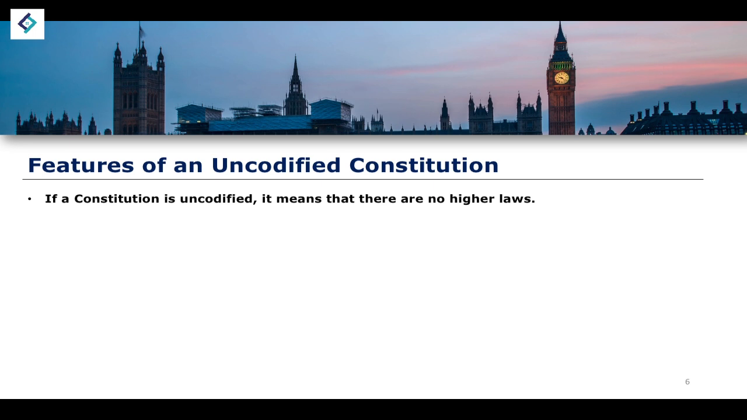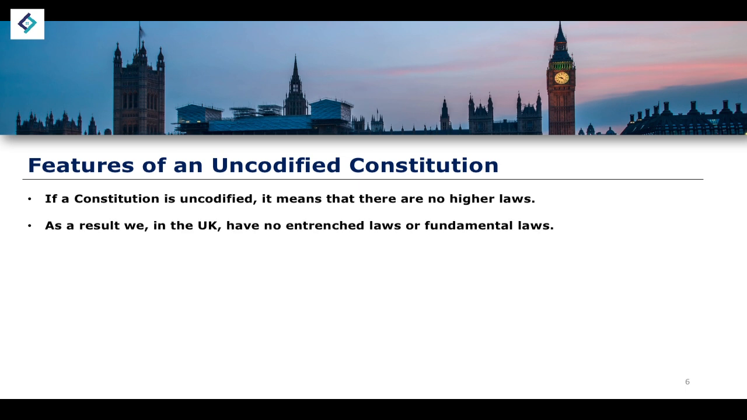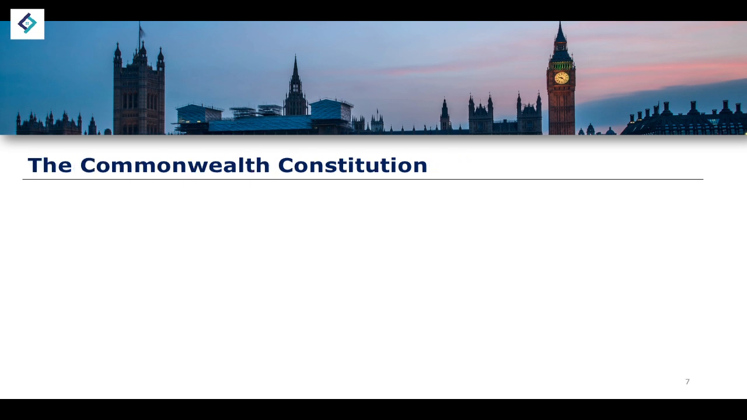Take, by contrast, the United Kingdom's constitution, where there are no higher laws, where there isn't this entrenchment. To simply change the United Kingdom's constitution, all you would need to do is pass a law in Parliament, which is a much easier process than a formal amendment in the United States. So the result of this is that in the United Kingdom, we have no entrenched laws or fundamental rules or principles. But this hasn't always been the case.